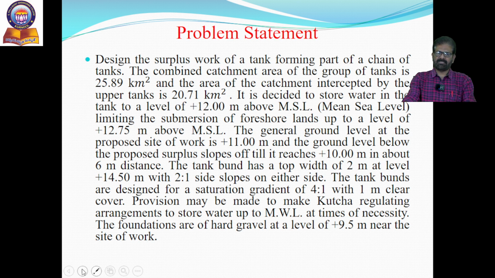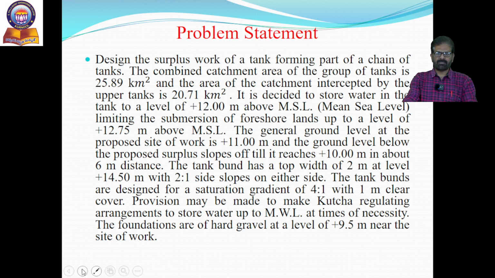The first statement is: design the surplus weir of the tank forming part of a chain of tanks. I will explain later. The combined catchment area of the group of tanks is 25.89 square kilometers, and the area of the catchment intercepted by the upper tanks is 20.71 square kilometers. So two values of catchment areas have been given, and we have to observe these two also.